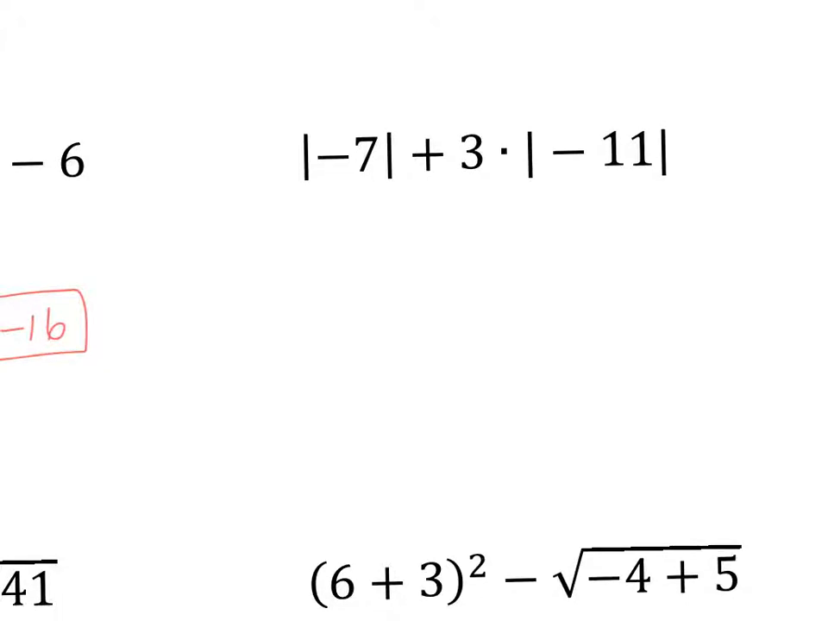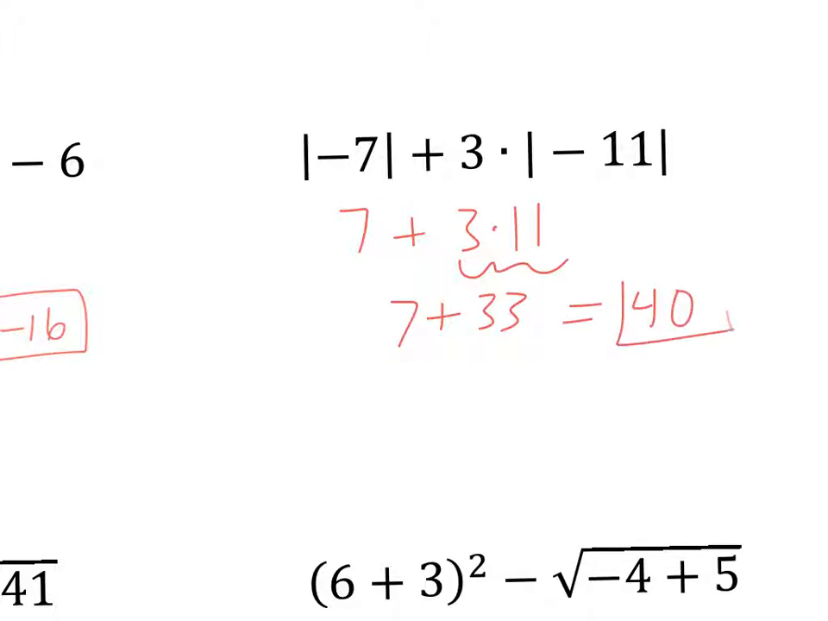Here we have the absolute value of negative 7 plus 3 times the absolute value of negative 11. So the absolute value of negative 7 is 7, plus 3 times the absolute value of negative 11, which is 11. And then we'll do 3 times 11, which gives us 33. So we have 7 plus 33, which in the end equals 40.